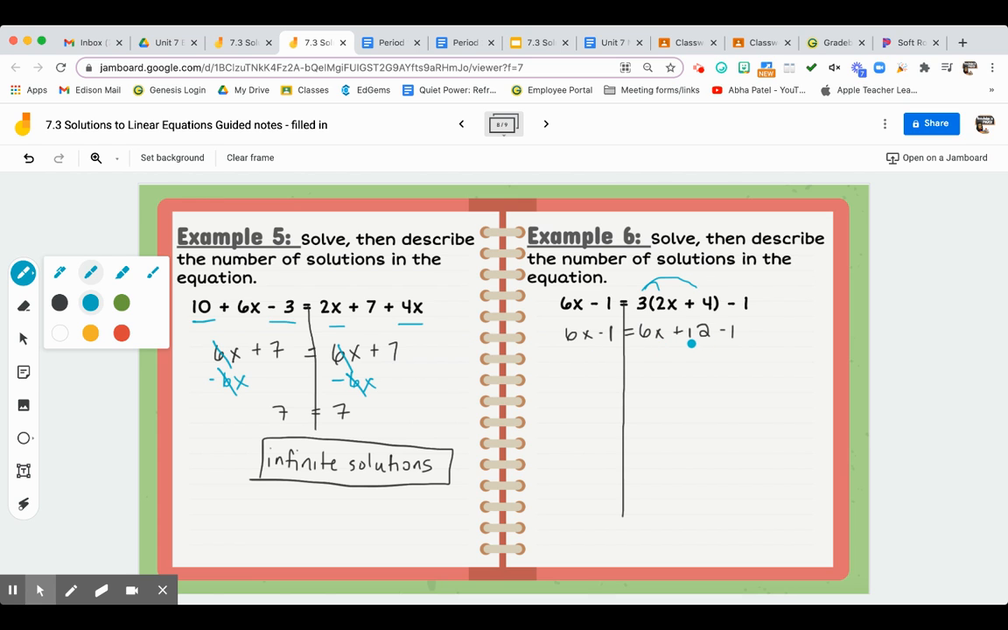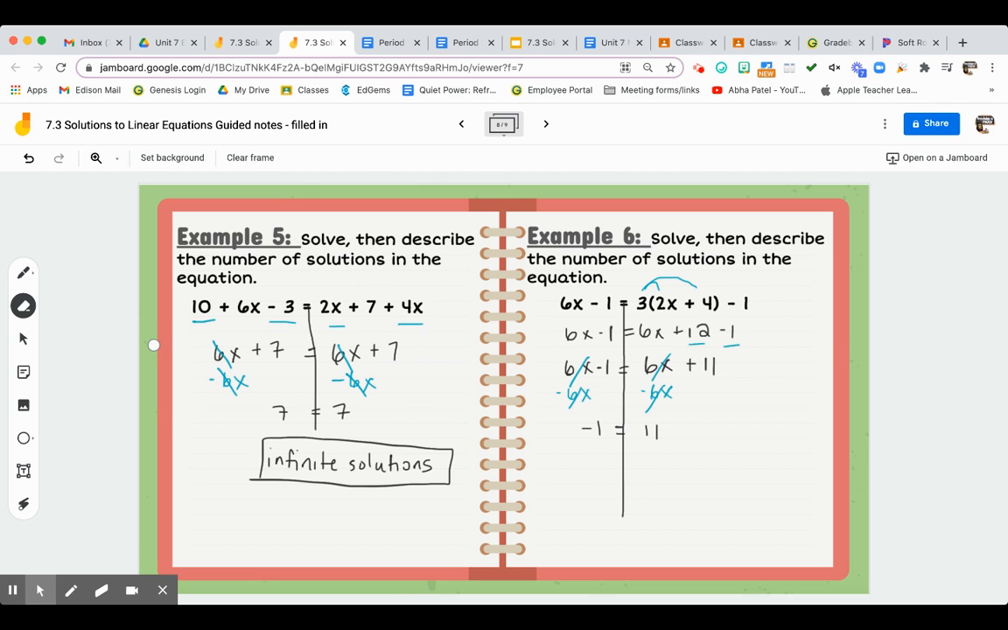The right side definitely has combining of terms, so I'm going to combine that. So 6x minus 1 is equal to 6x, 12 minus 1 is 11. You may already notice, again, the 6x's cancel out too. So you get -1 is equal to 11. And they're not the same, so that is no solution.